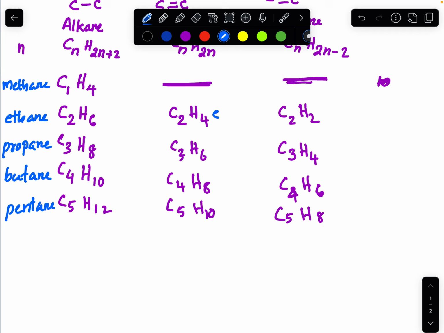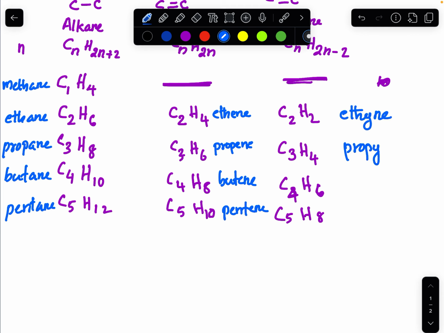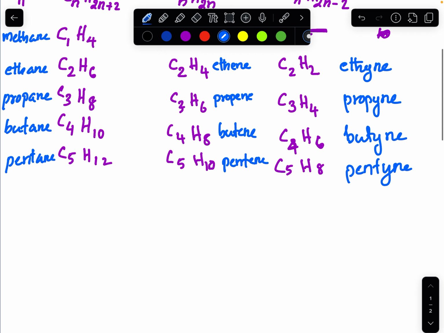Then if it is 2, again it is eth, and you have to add ene because it is a double bond. Ethene, propene, butene, pentene. And here it will be yne: ethyne, propyne, butyne, pentyne. I'm saying again, you don't need to worry about the name and formula.